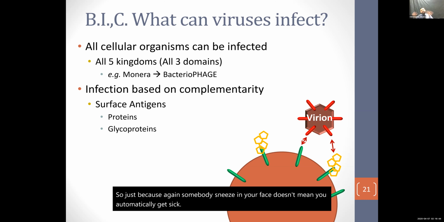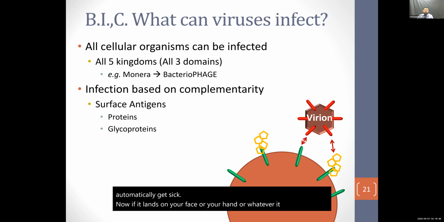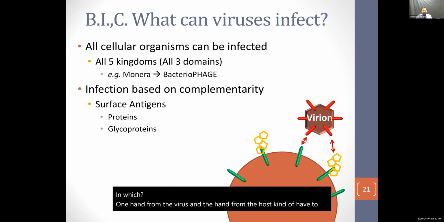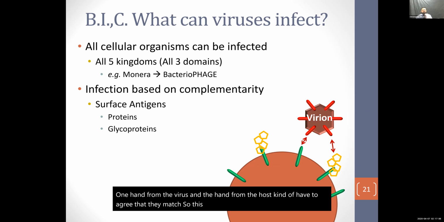Now, if it lands on your face or your hand or whatever it is, now that virus has to find its host cell. And the way that this happens is by this kind of what I like to call a handshake, in which one hand from the virus and the hand from the host kind of have to agree that they match. So this is your bacteriological and virological version of match.com, okay? You have to find somebody that's compatible and then agree, and then you can let them in.